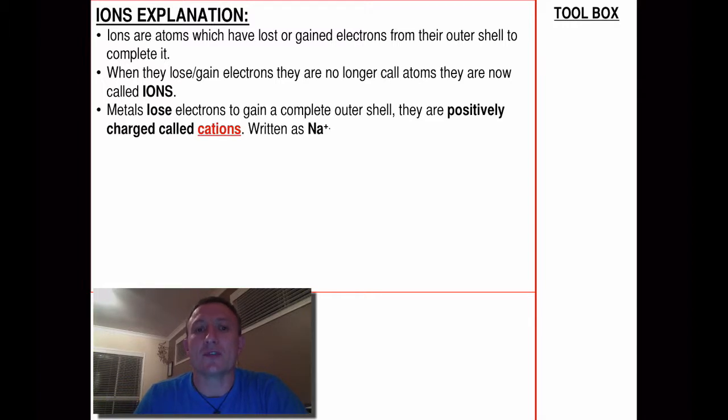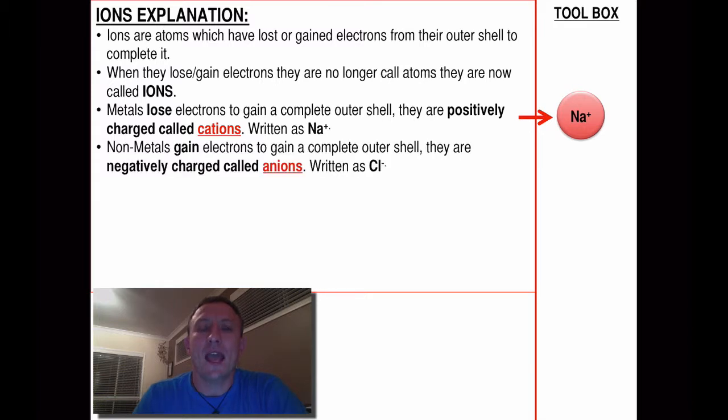If you lose electrons to gain a complete outer shell, then we classify you as being positively charged. As a result, the atom is now a cation. For example, sodium is written as Na+, it's positively charged. If you're gaining an electron, and this happens generally with non-metals to complete the outer shell, you become negatively charged, and then you are termed an anion. For example, chlorine. This is written as Cl-.